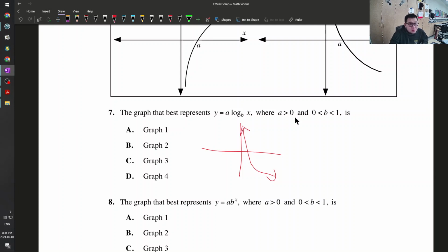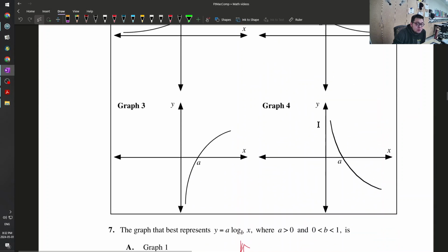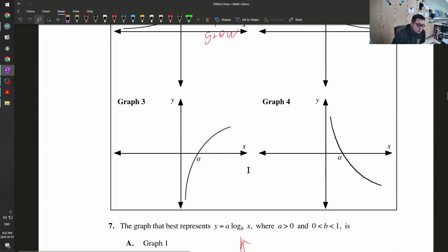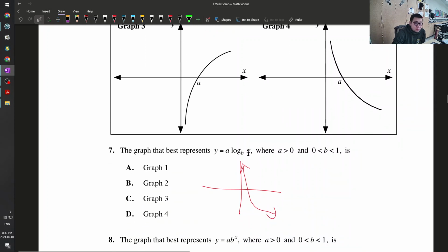Alternatively, just pick a number b that fits into this definition, and pick a number a that fits into this definition, and then go for it. So this one is exponential growth. This one is exponential decay. And then this is just your logarithmic graph where b is greater than 1. And then this is our logarithmic graph when b is between 0 and 1. One thing to note is that if a is less than 0, then the graph will get flipped across the x-axis, so it could look like it's reversed. So 7 is going to be D.